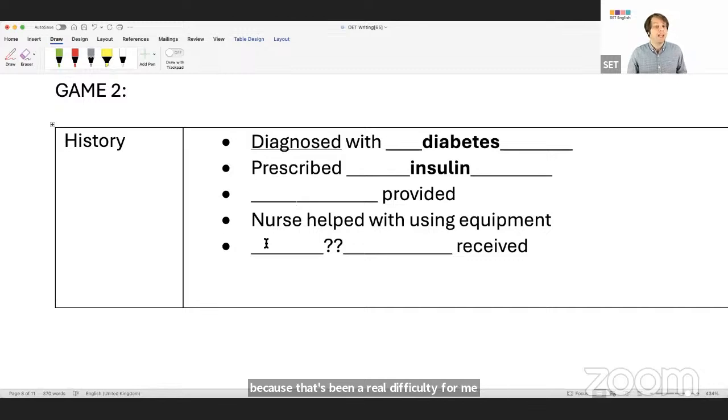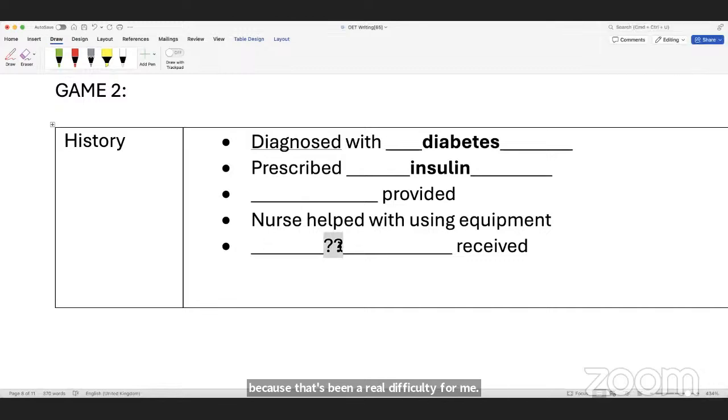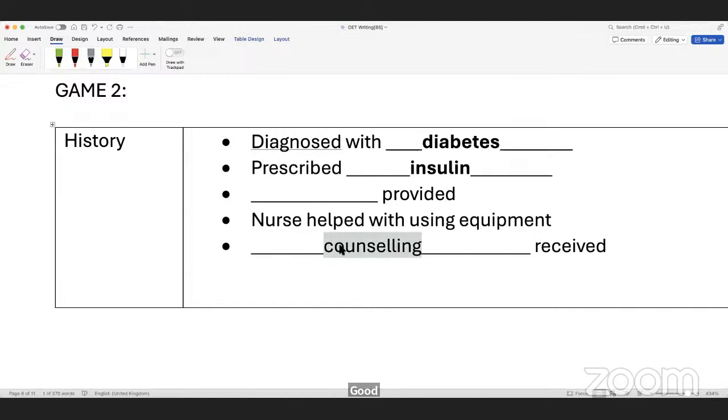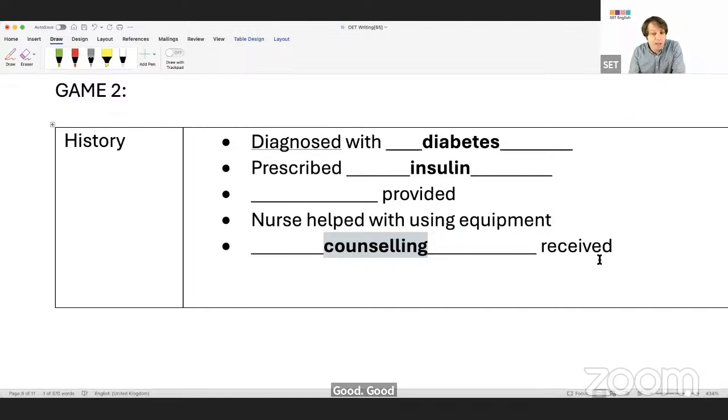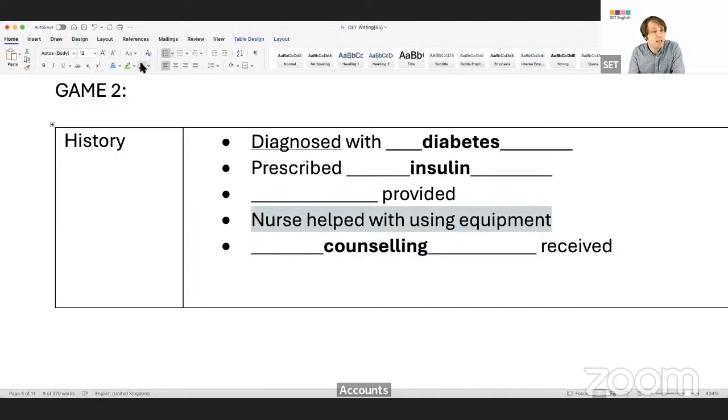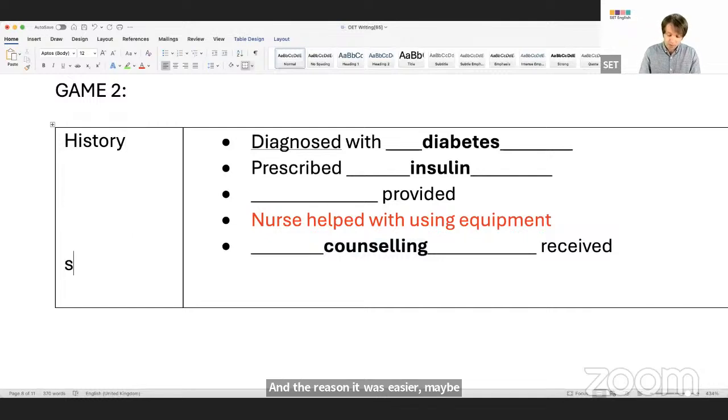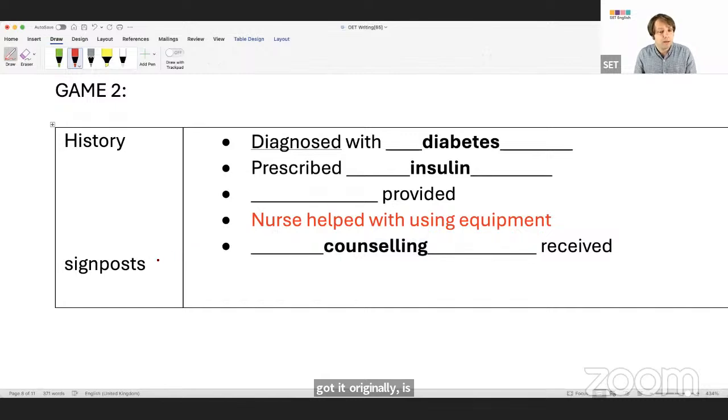Okay, now what was the answer? Counseling. It's easy now, isn't it? Counseling. And the reason it was easier, maybe you got it originally, is because of the signpost. Okay, so in the exam, always look for these things called signposts and always try to think, okay, that's really going to help me for this one.